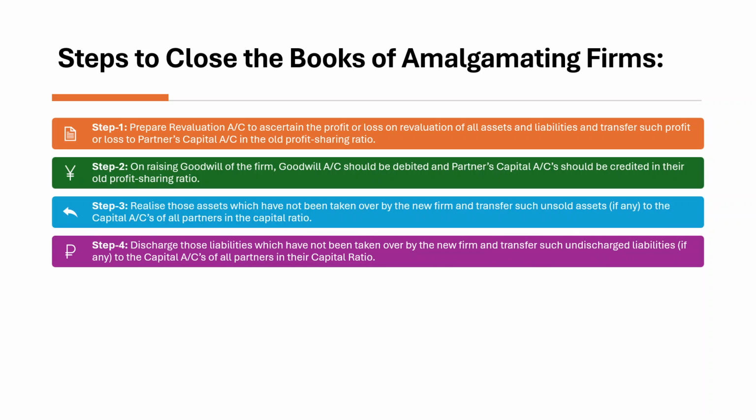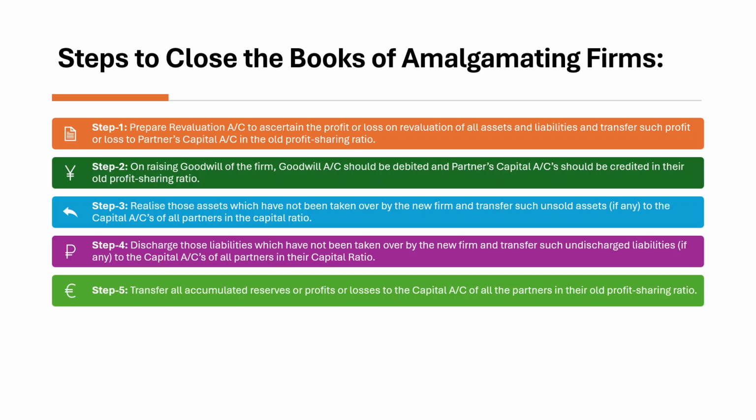Then we perform step number 4: discharge those liabilities which have not been taken over by the new firm and transfer such undischarged liabilities to the capital accounts of all partners in their capital ratio. Like the assets, if some liabilities have not been taken over by the new firm, we have to transfer all such liabilities to the partners' capital accounts, and distribute them amongst the partners according to their capital ratio. That is step number 4.